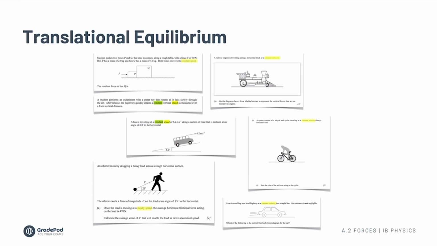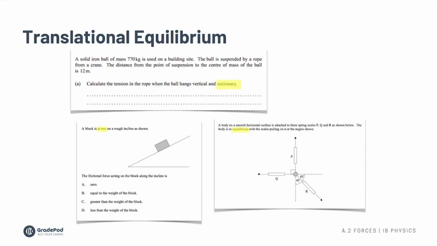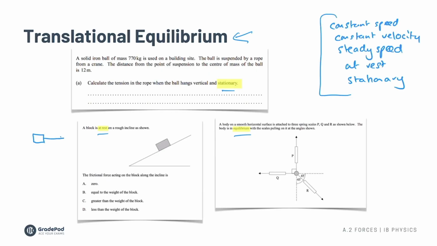You can see some of these exam questions here. Constant speed, constant velocity, steady speed. Stationary, at rest, equilibrium. The force in one direction equals the force in the other direction. So in this case, thrust and friction. Thrust is equal to friction. If that's 100 newtons and that's 100 newtons, then 100 equals 100.